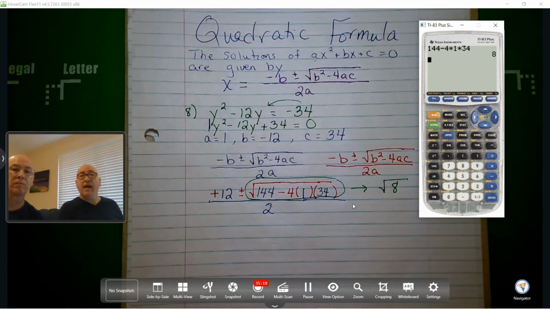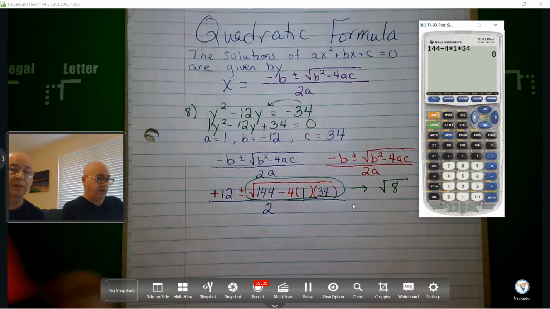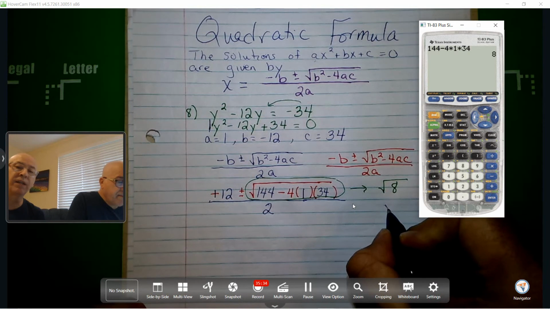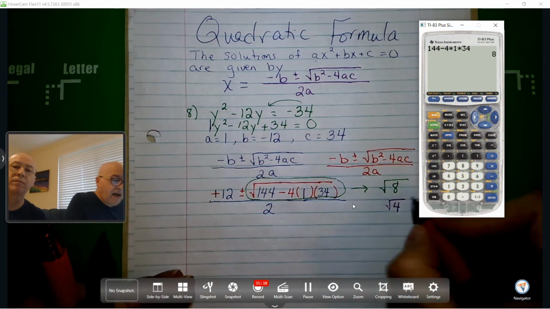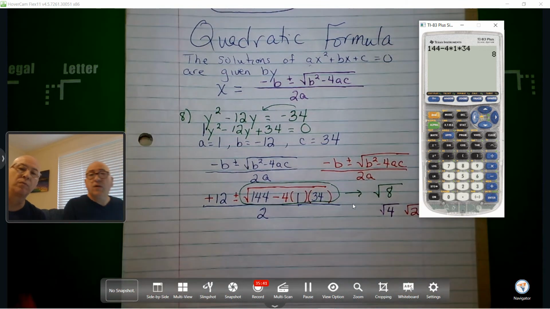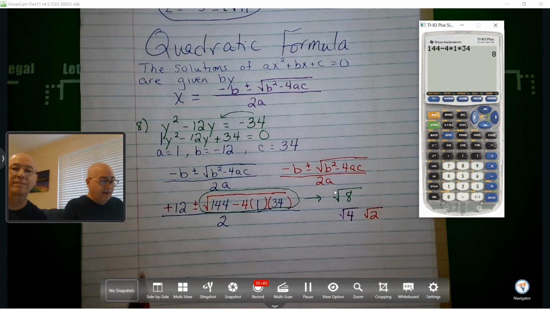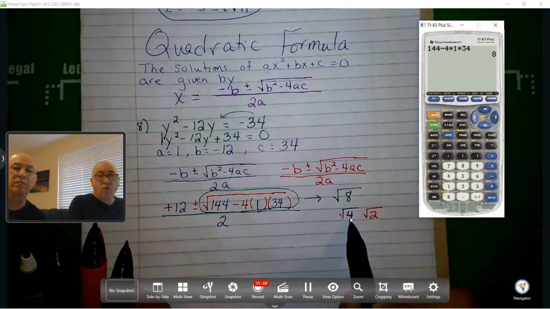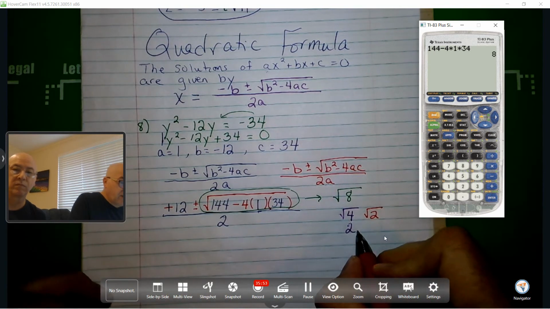Now, how do we simplify the square root of 8? Well, that was the first stuff we did this semester. Is 8 a perfect square? No, but I know a perfect square that divides into it. What's the biggest perfect square that divides evenly into 8? It should be obvious. A 4. 4 times 2. So now I have a square root of 4 in purple, so that would be a purple 2, square root of 2.